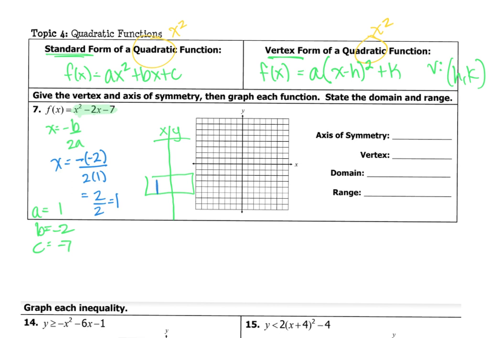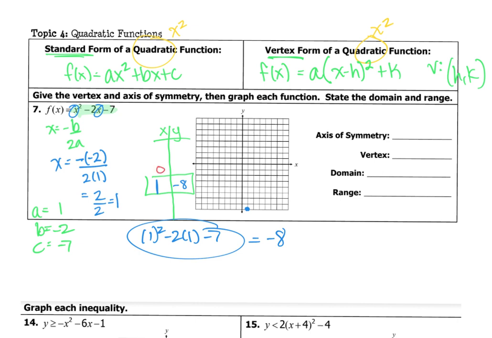Now, how do we get the y value for the vertex? We plug it back in for all the x's in the original equation. So we have 1 squared minus 2 times +1 minus 7. And then you type this into your calculator. And what does that equal? That equals -8. Okay, so that means -8 is the y value of the vertex. So from there, we know where the center of our parabola is. We're at 1, -8, right down here at the very bottom. And we're going to work our way outwards from there.